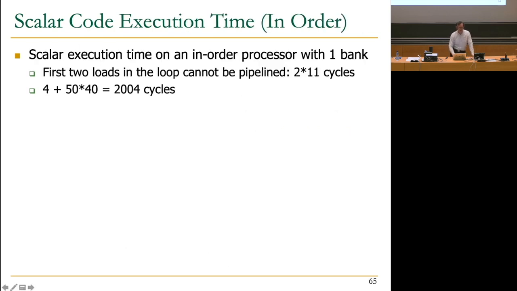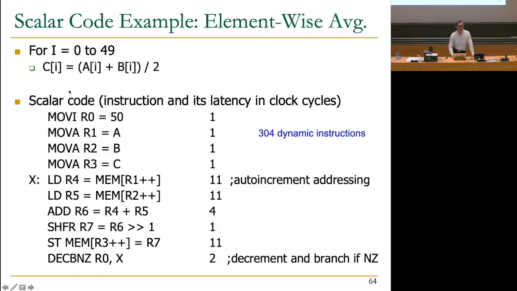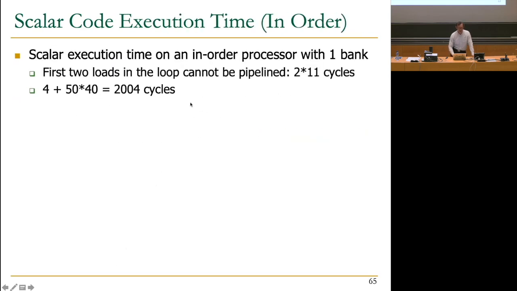And you do the loop 50 iterations, so it takes 2,000 cycles. Initially, you need to initialize these instructions, so it's 4 instructions. So it takes basically 2,004 cycles. Okay, we're going to reduce this with vector processors. But you could reduce this actually if you have an in-order processor with a better memory system.